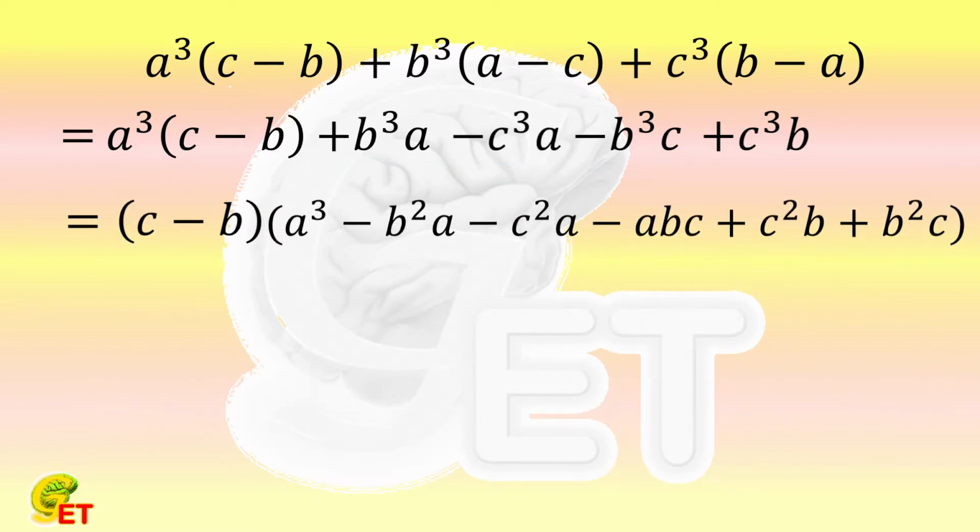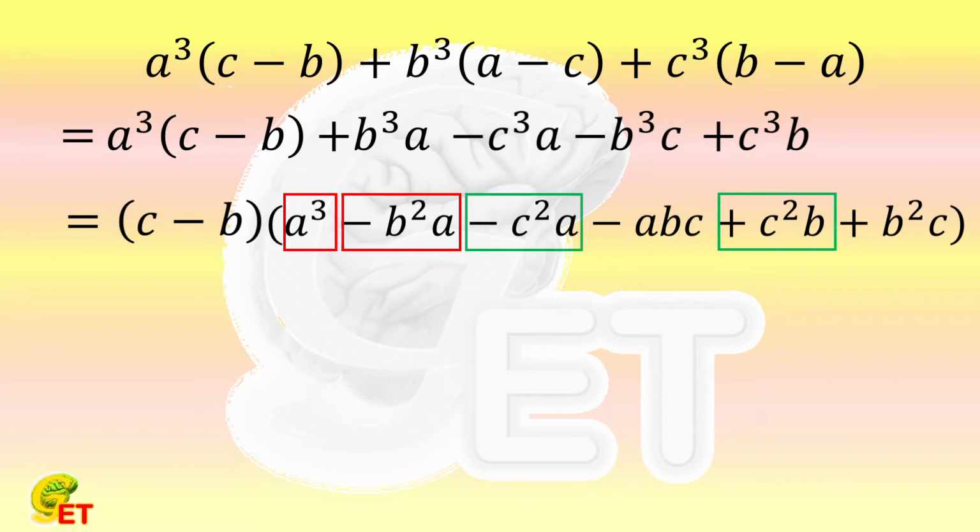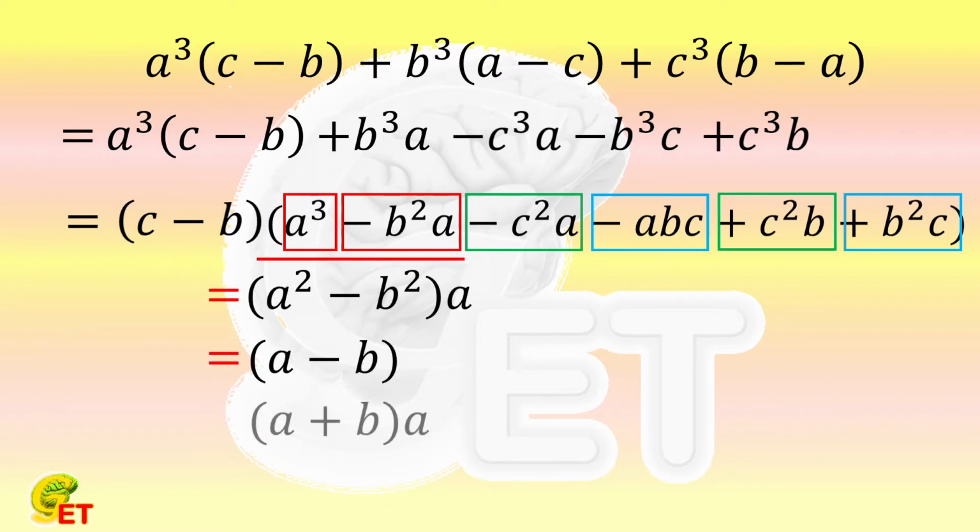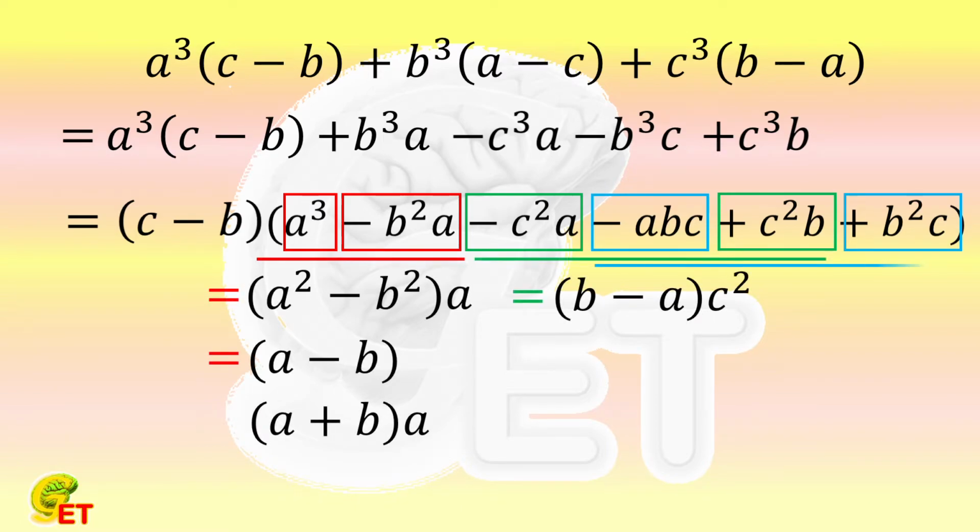The first two terms appear to contain the square of A minus the square of B. These two terms contain B minus A, and the remaining two terms also contain B minus A. Let's sort them out one by one. The idea is the same as before, where every time we need to get the factor A minus B or B minus A. Then we pick up A minus B.